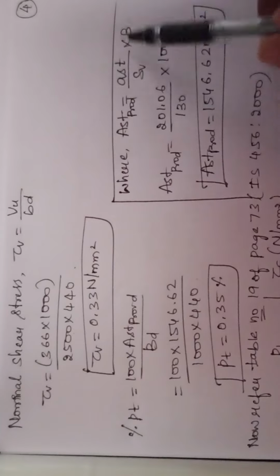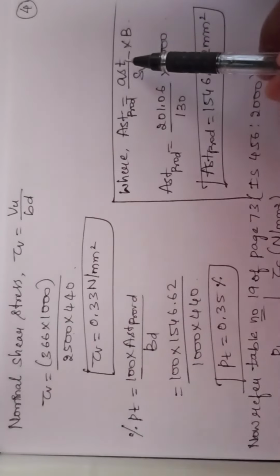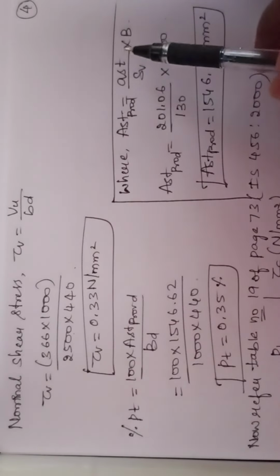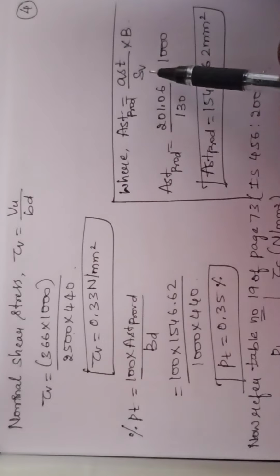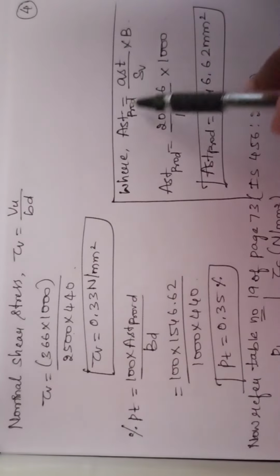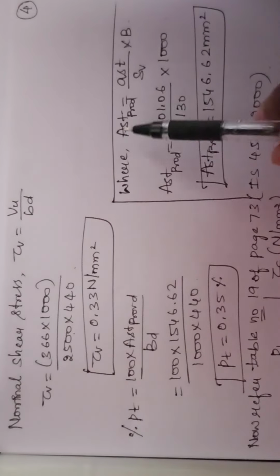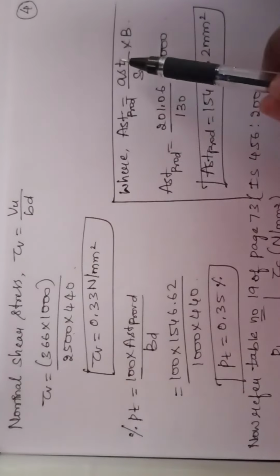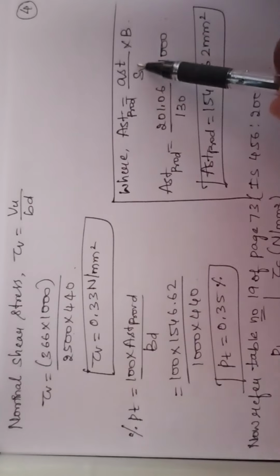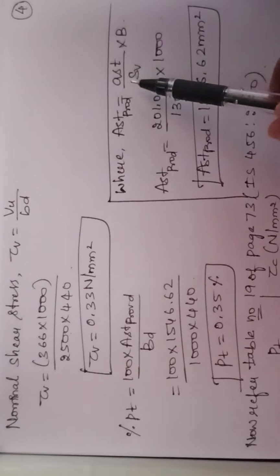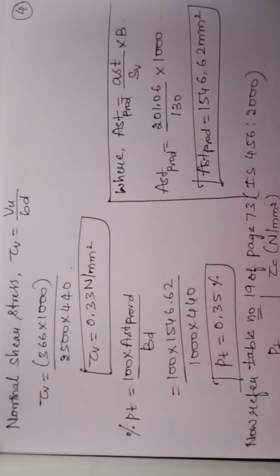What we have provided is found out by the spacing equation itself. The spacing formula was small AST by capital AST into B. Here I am just interchanging the values of SV and AST. On interchanging, I get the equation of AST as small AST by SV into B. The small AST represents our one bar AST, that is the area of one bar. What we got is 201.06, and the spacing we got is 130 mm.